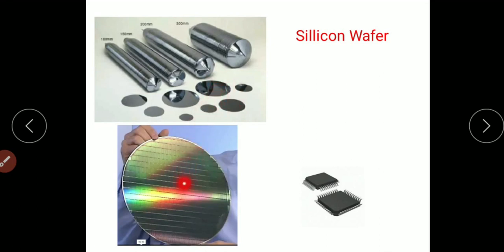If you see a single silicon wafer, this is a single silicon wafer. On this wafer, you can fabricate a large number of ICs. Each individual box is an IC. These are called dies. On each die you have to design your circuit. Then you have to pack those dies in a sealed cover like this. So you will get this type of processor.